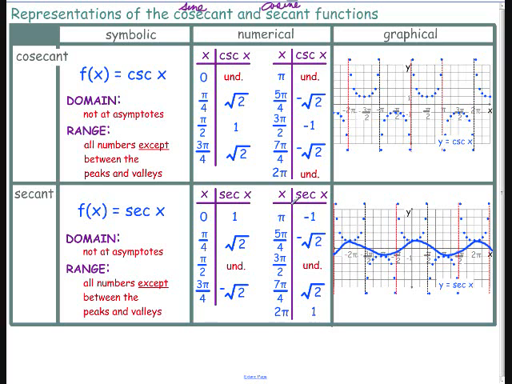All right. So all numbers except between the peaks and the valleys. So these are very similar to one another. Just like sine and cosine, the only difference between them is a phase shift. What do you notice here? Here's your asymptote at 0 degrees. Here's your asymptote at pi over 2. So you've got a phase shift of 90 degrees.